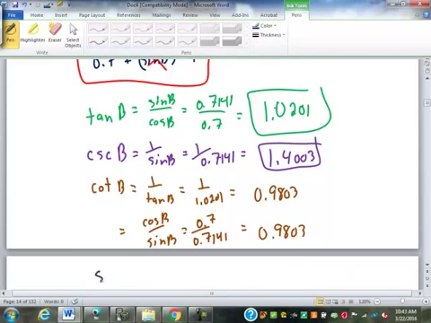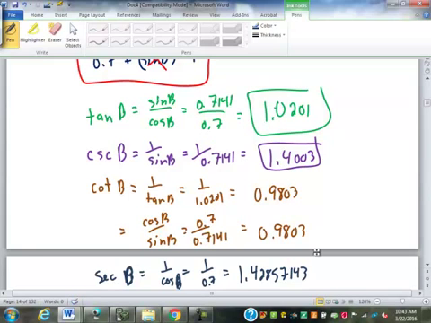How about secant? One over the cosine. So 1 over 0.7, which comes out to be 1.428574143 approximately. Any questions?